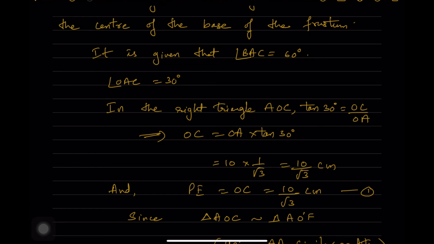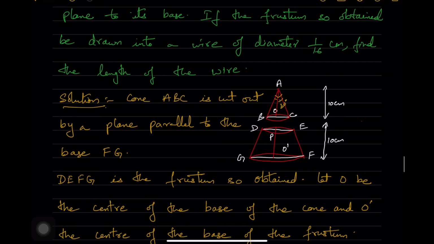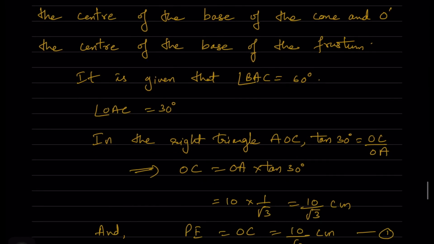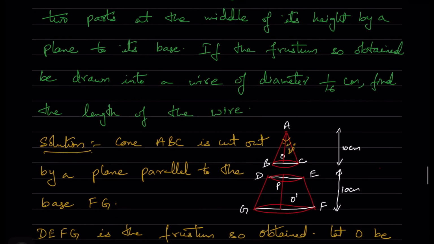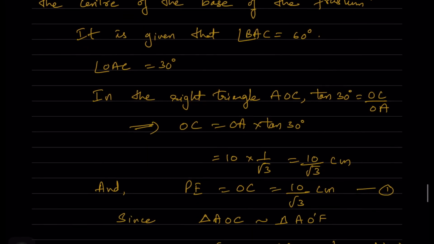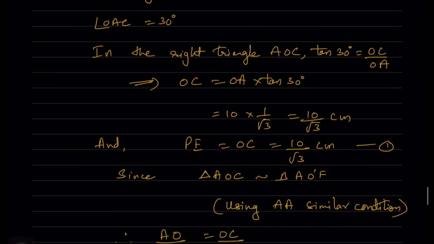OA is given to us from the figure, total it is 20. So you are having top part as 10, down part as 10, so it is 10. Therefore it is 10 into 1 by root 3, which is 10 by root 3. So P is equal to OC. Why is P equal to OC? Because these two are similar figures. Using AA similar condition, you can tell that triangle AOC is similar to triangle AO dash F, so PE is equal to 10 by root 3 centimeters.